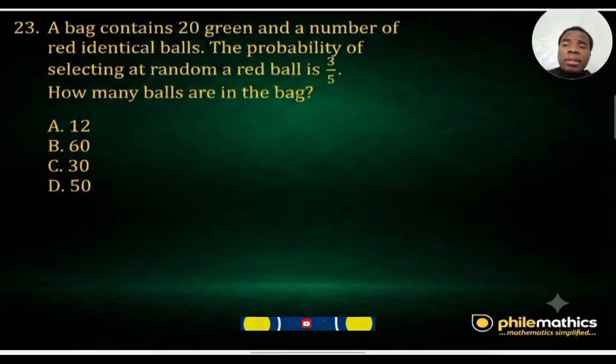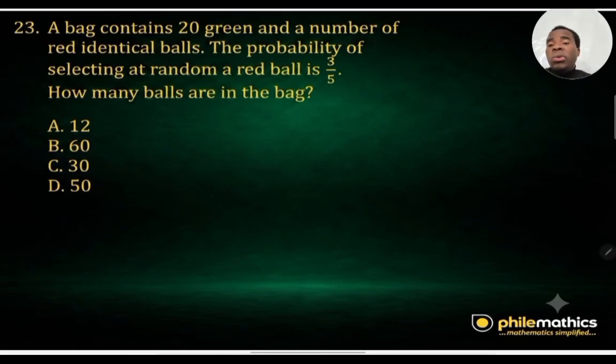Question tests our understanding of probability. It says a bag contains 20 green and a number of red identical balls. The probability of selecting at random a red ball is 3/5. How many balls are in the bag? The first thing you want to do is to recall the formula for finding probability.